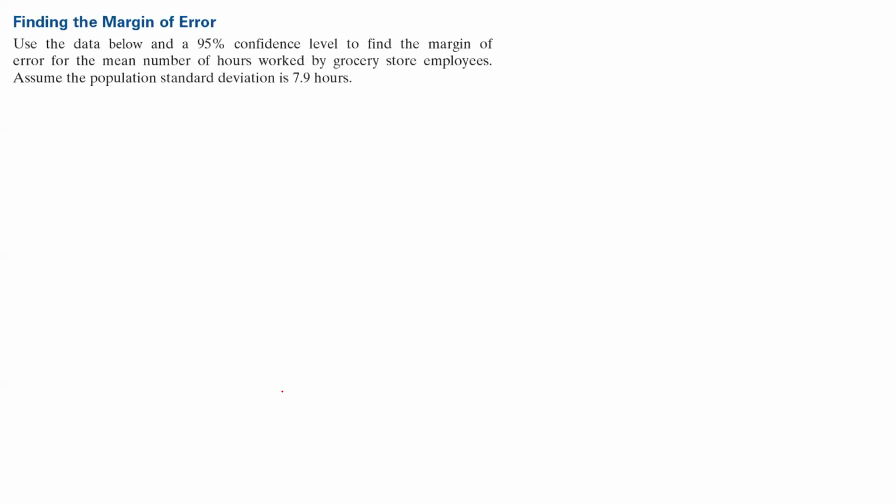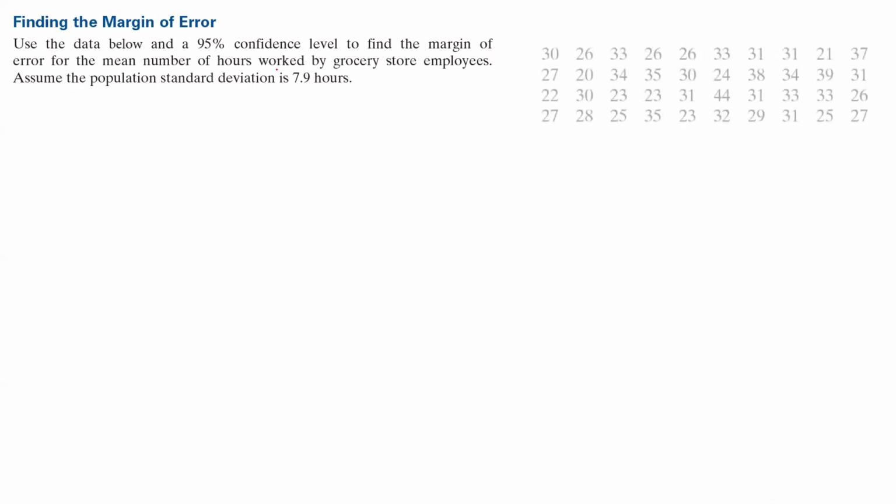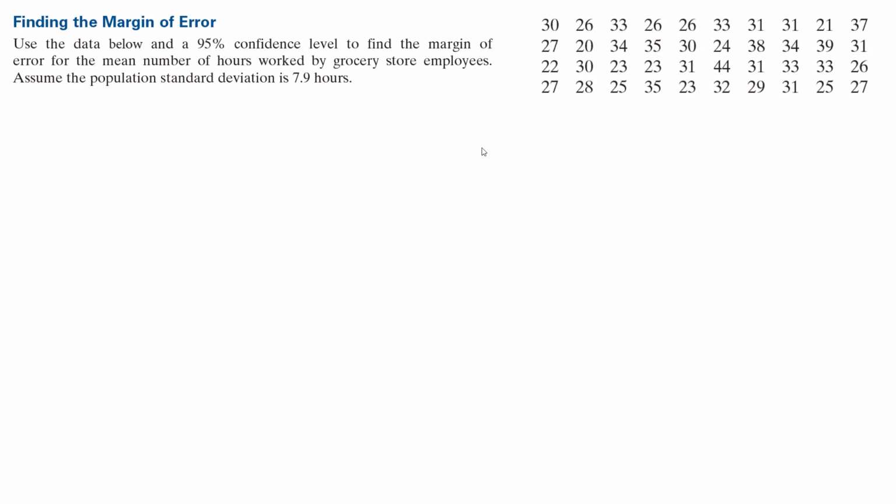So after calculating the margin of error, we can find the confidence interval. Well, let us practice a little bit. Let's use the data for the number of hours worked and construct a 95% confidence interval. Before building the confidence interval, we're going to find the margin of error.